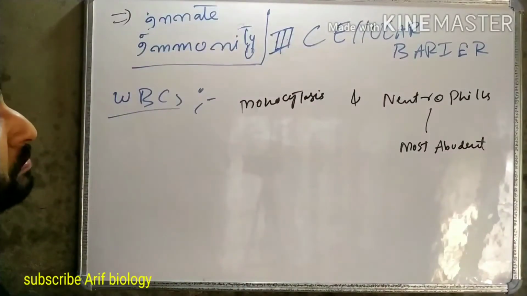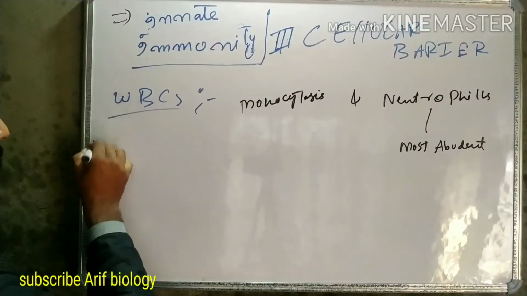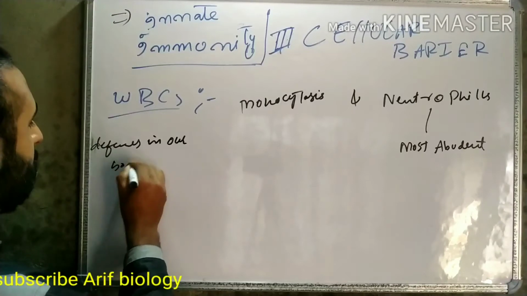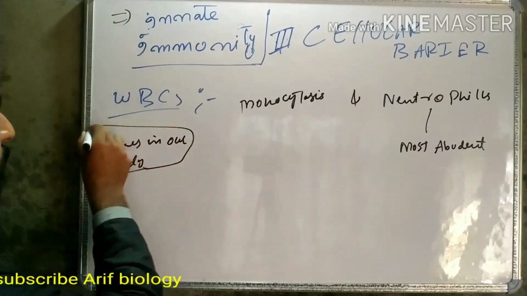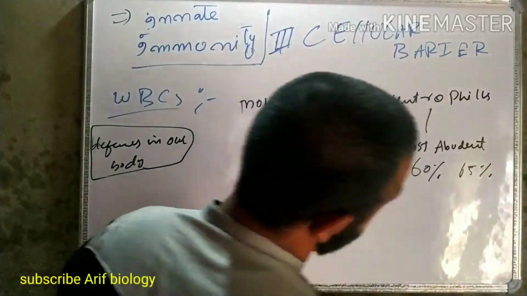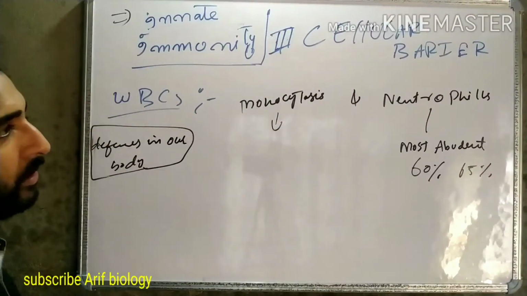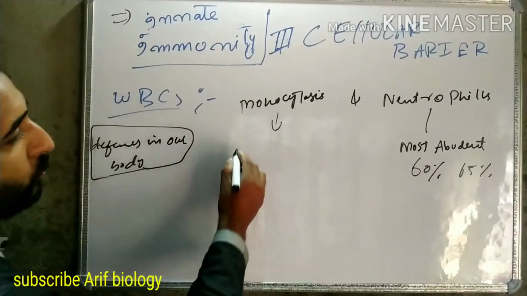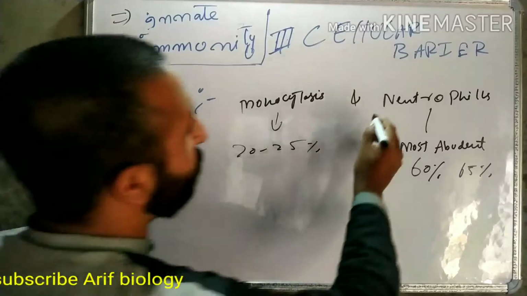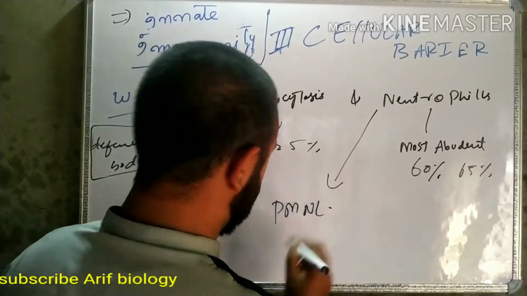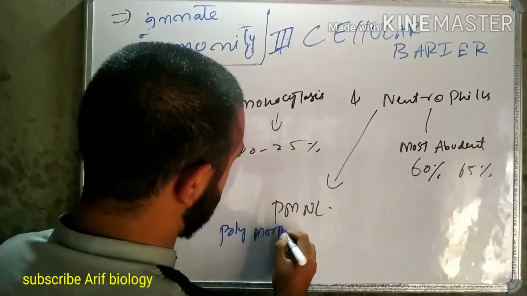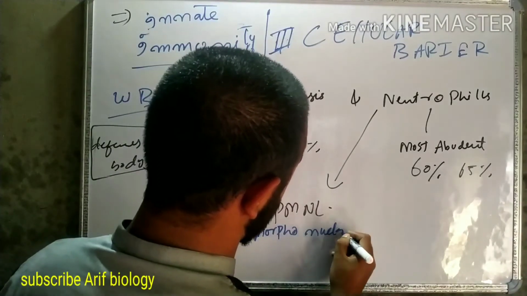And WBCs are mostly the protective defenses in our body. WBCs are the most important defenses in our body. So these are most abundant, that's up to 60 to 65%. And monocytes are also present in 20 to 25%. ठीक है ना? These neutrophils are also known as PMNL, that is polymorphonuclear leukocytes.